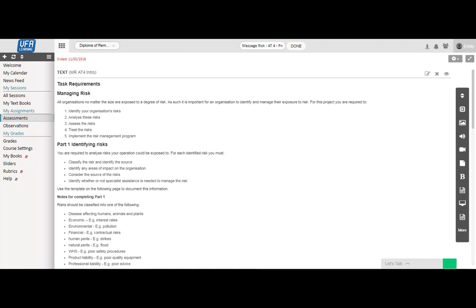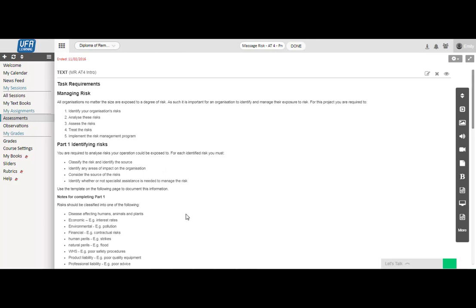So there's several parts to this, and each of these parts will give you additional information. You're required to analyse the risks that your operation could be exposed to, and for each of these you must classify the risk and identify the source, identify any area of impact on the organisation, consider the source of the risk, and identify whether or not specialist assistance is going to be needed.